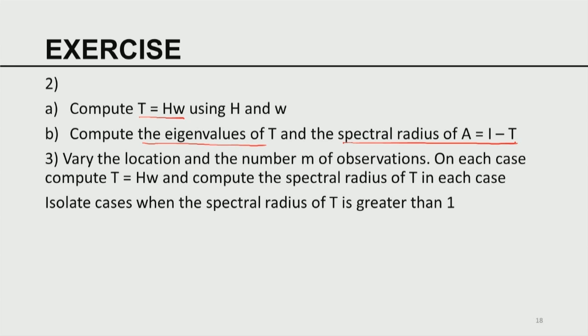So what is it I would like you to do now? Vary the location and the number of observations. In each case, compute T equal to H times W, compute the spectral radius, and find out for what kind of combinations the spectral radius of T is greater than 1 and for what kind of combinations it is less than 1. I believe it's a very interesting, worthwhile research. One can even develop a master's thesis or perhaps part of a PhD thesis out of it. We only provided the general theory for convergence. Utilizing the general theory and transferring it to the actual design questions of W and H would be a worthwhile, interesting research topic at the MS or PhD level. It can be one full master's thesis project.